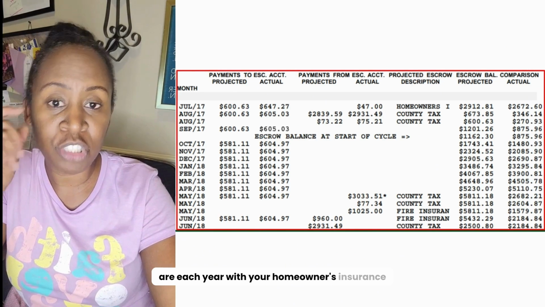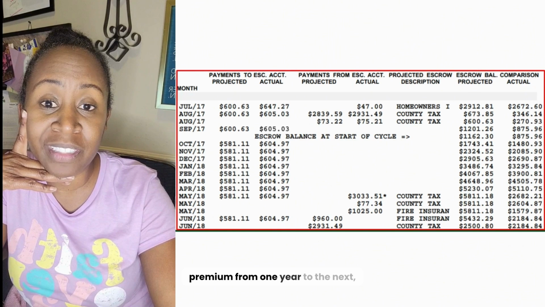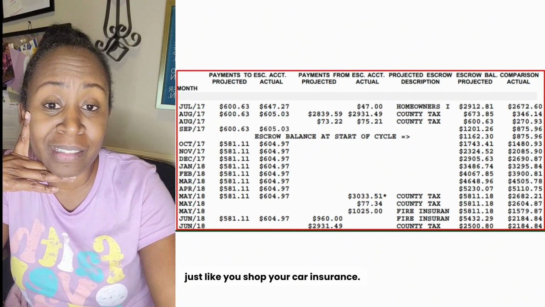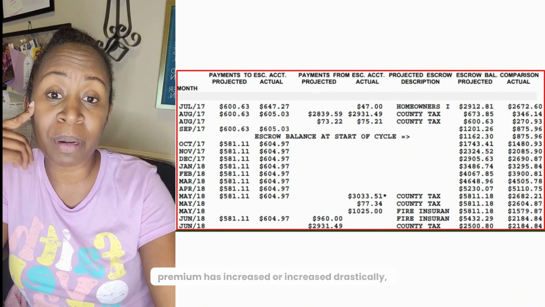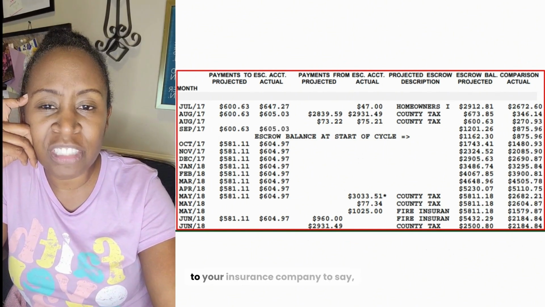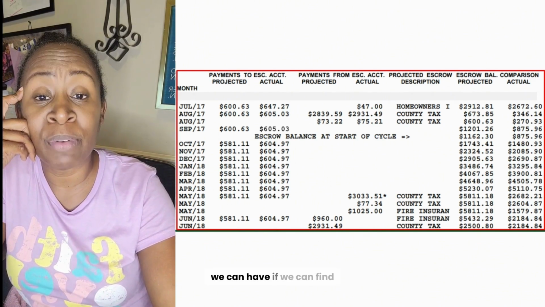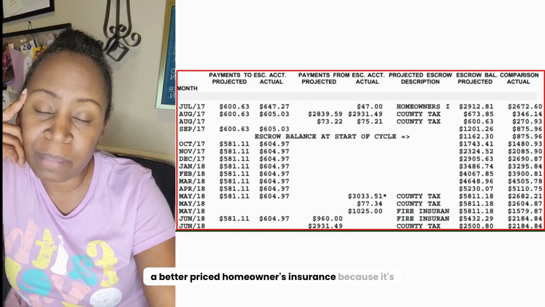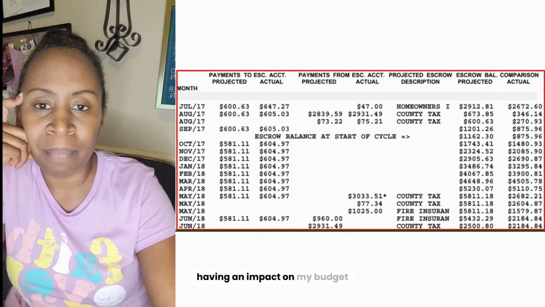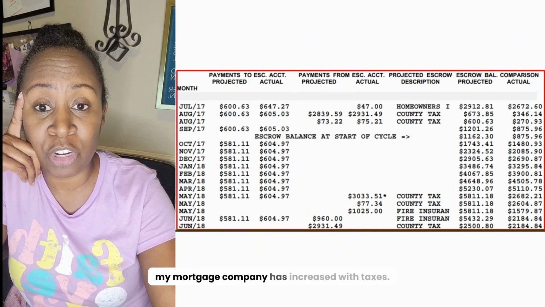With your homeowner's insurance premium, remember, you can always shop your homeowner's insurance premium from one year to the next, just like you shop your car insurance. If you've noticed that your homeowner's insurance premium has increased or increased drastically, you may make a phone call to your insurance company to say, hey, let's look around to see if we can find a better priced homeowner's insurance because it's having an impact on my budget. And I've noticed the amount that I'm sending to my mortgage company has increased.